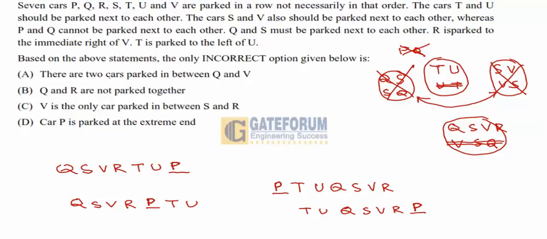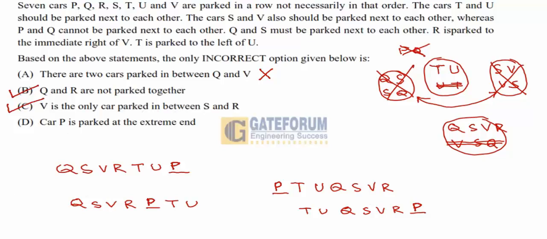Now let us look at the options. There are two cars parked in between Q and V. See, in the first case there is only one car. So naturally, I can say that this is a wrong one. Next, Q and R are not parked together. See, in all the cases we have seen that Q and R can never be parked together. So we will say this must be the correct one. So you see we have finally got the only incorrect one. If it were an exam, we would have stopped here. But since this is not an exam, let us proceed. V is the only car parked between S and R, which is true in all the four cases. So this is also correct.